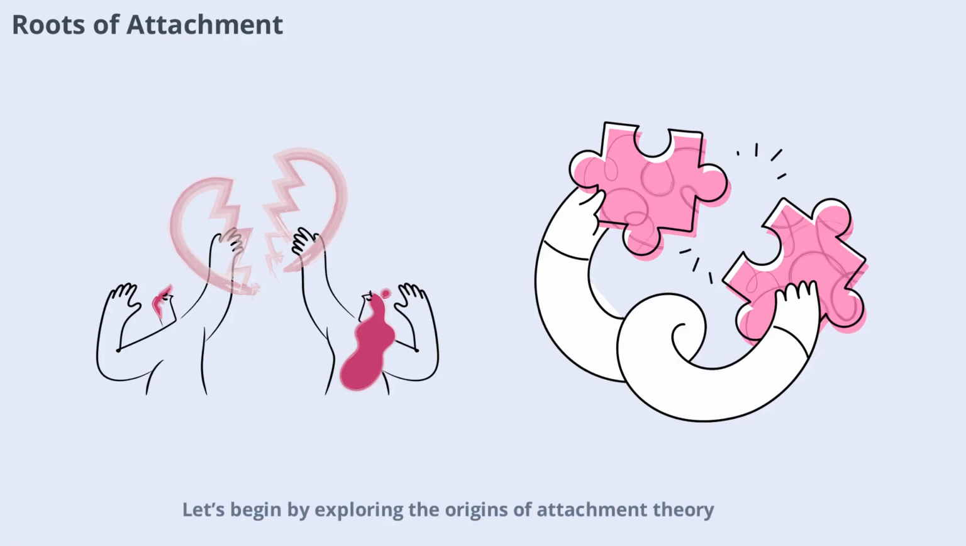Let's begin by exploring the origins of attachment theory. Developed by John Bowlby, this theory revolutionized our understanding of how early bonds between infants and caregivers shape our emotional lives. Bowlby proposed that the quality of these early relationships forms the blueprint for how we connect with others as adults. Later, Mary Ainsworth expanded on his work with her famous strange situation experiment, observing how infants respond to separations and reunions with their caregivers.